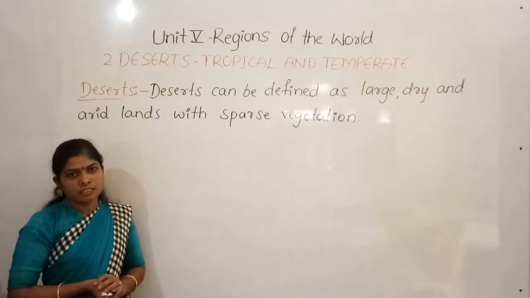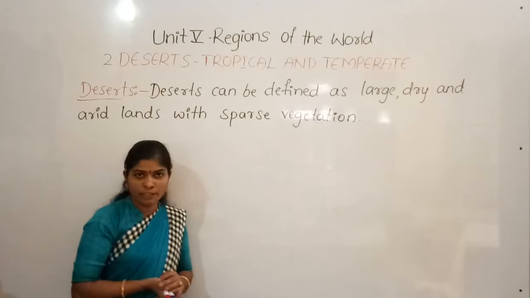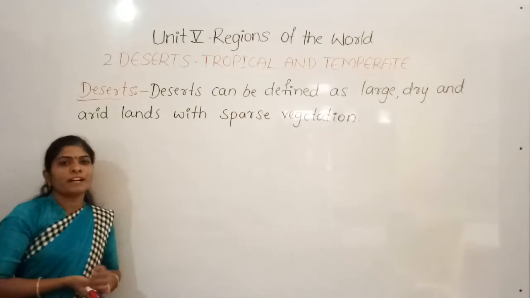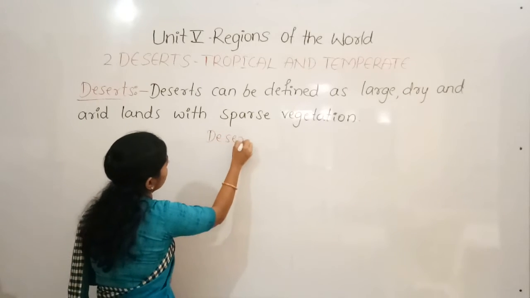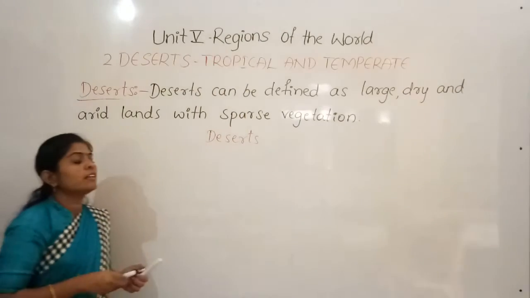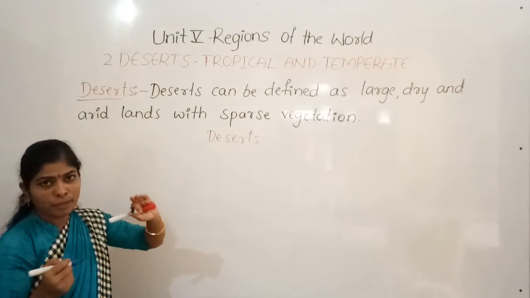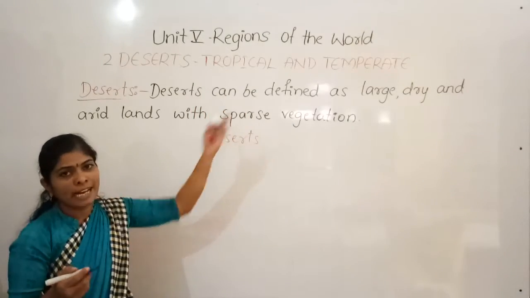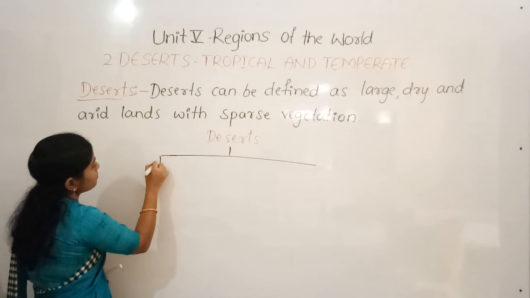In some deserts, for several years they will not get any rainfall. Deserts can be classified into two types, depending on their location: tropical and temperate. Particularly, we classify the deserts which are present in the tropical and temperate grasslands regions. So there are two types of deserts.